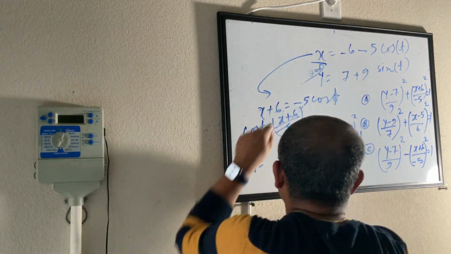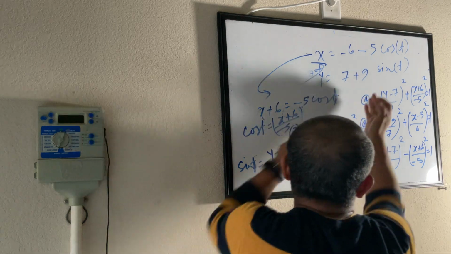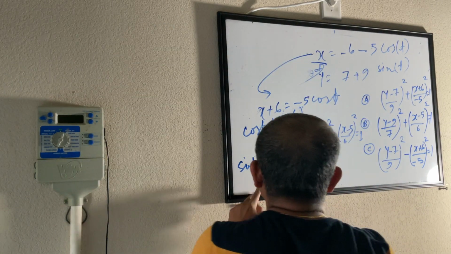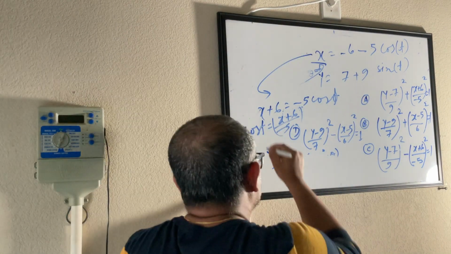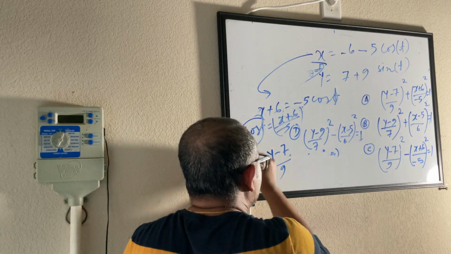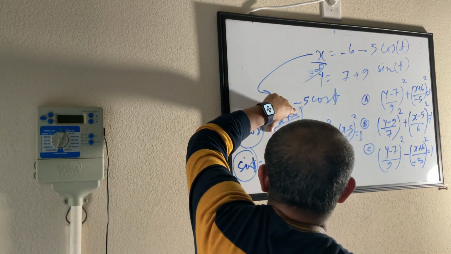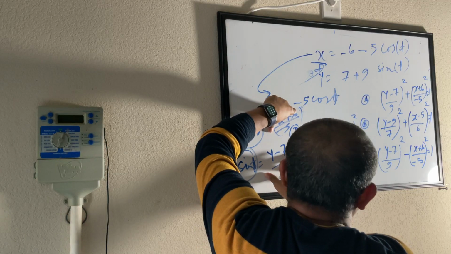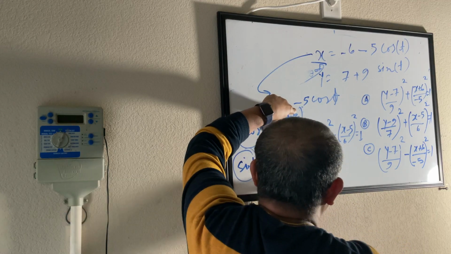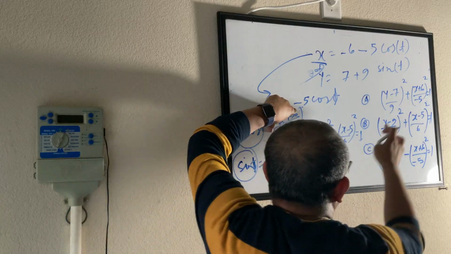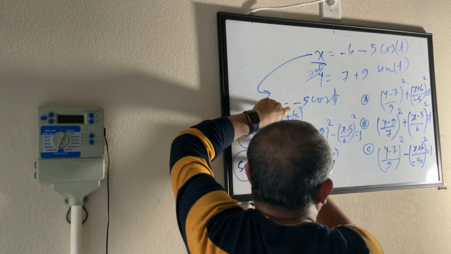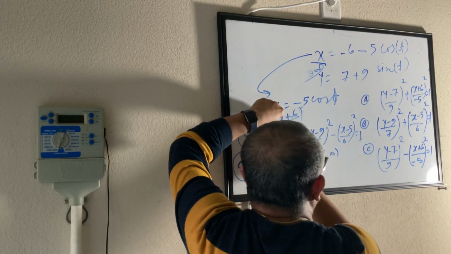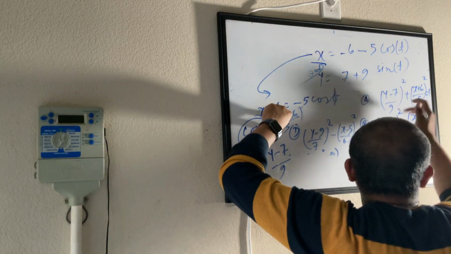So y minus 7 divided by 9 is sin t. Now cos square theta plus sin square theta equal to 1. So this square plus this square will be equal to 1. There you have that thing. Y minus 7 by 9 square plus x plus 6 by minus 5 square equal to 1.